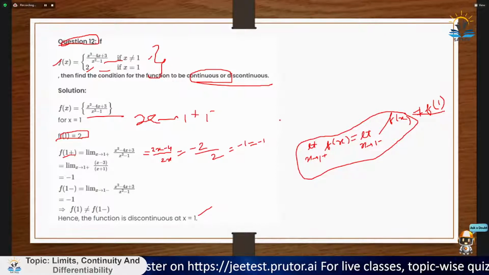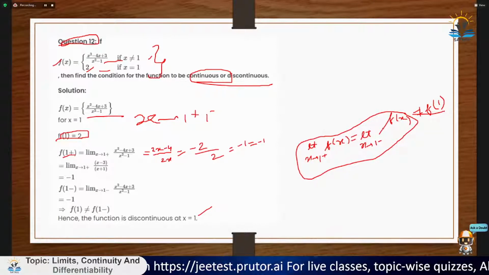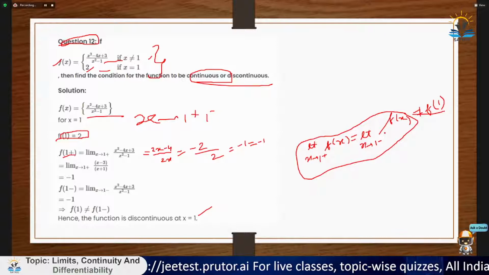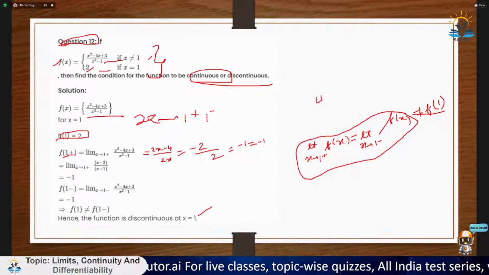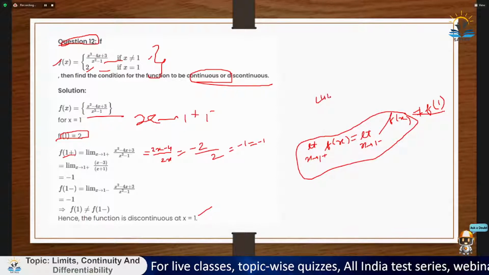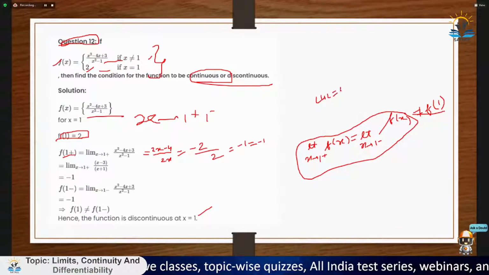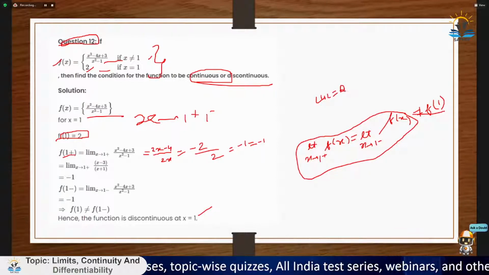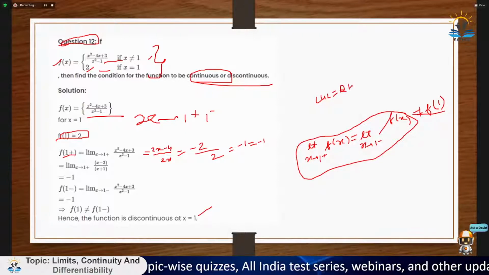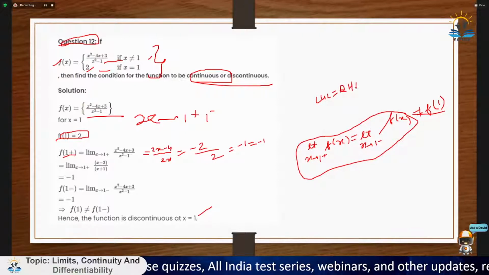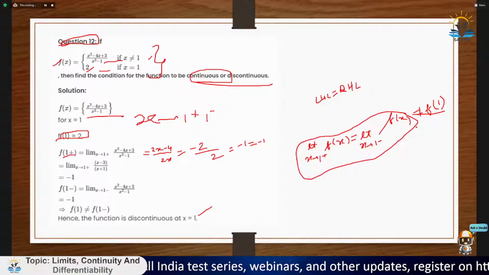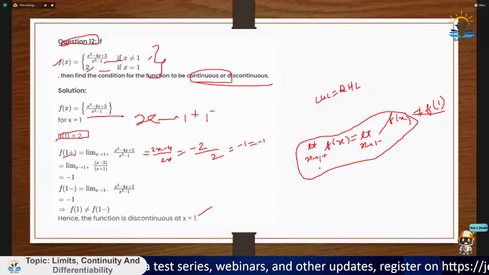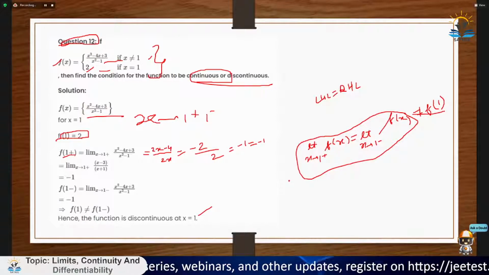It is such that the limit exists at x equal to 1 because both the limits, LHL and RHL, are coming out equal. Here my LHL is equal to RHL. So I can say that the limit of my function exists at x equal to 1. But since the value of the limit is not equal to the value of the function at 1, I can't say that my function is continuous. Okay, so I hope you got it.